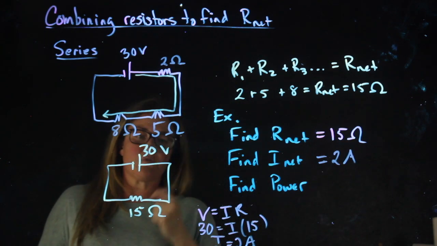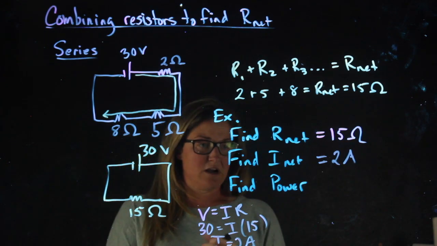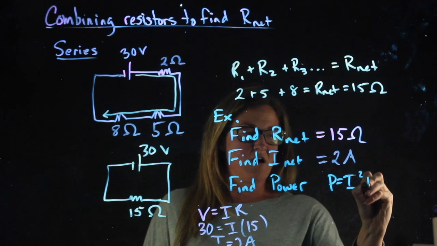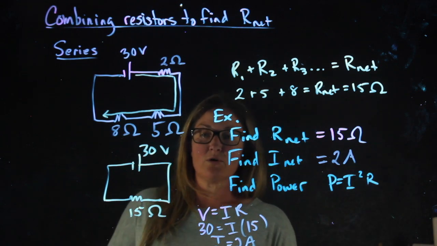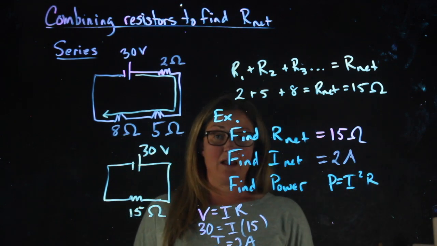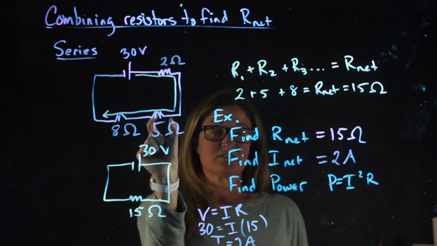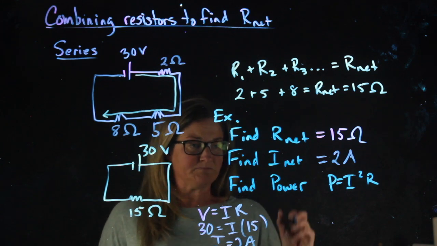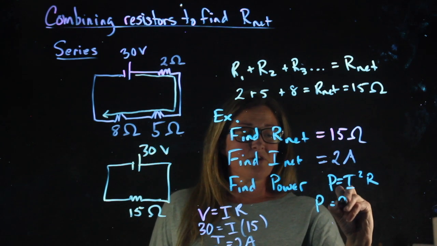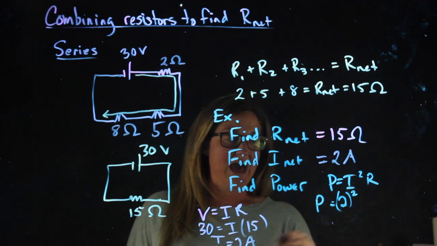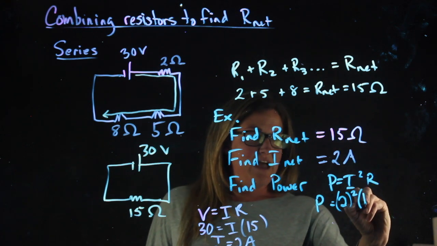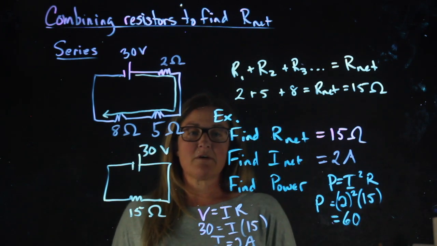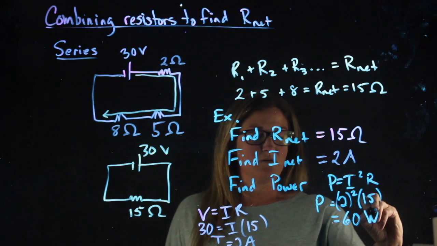For power, this formula is new. It's also written in your notes there. The formula that I tend to use for power is P equals I squared R. If I'm looking for the power of the whole circuit, I use I net and R net. If I was trying to find the power of a given resistor, I would use its current and its resistance. And that's going to be an important point that we'll see later. So the current for the whole circuit is 2 amps, squaring that, times R net, which is 15. 4 times 15 gives me 60. And if you remember from earlier this year, power is measured in watts.